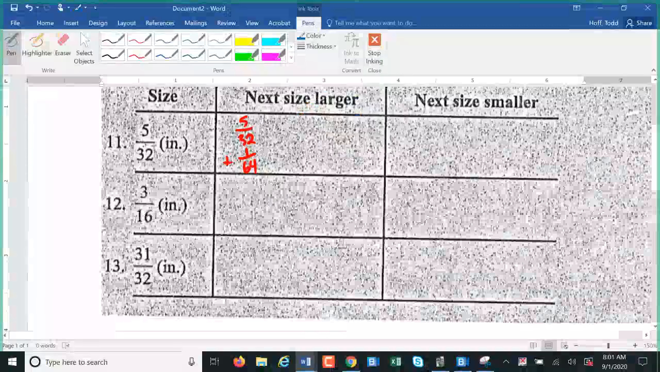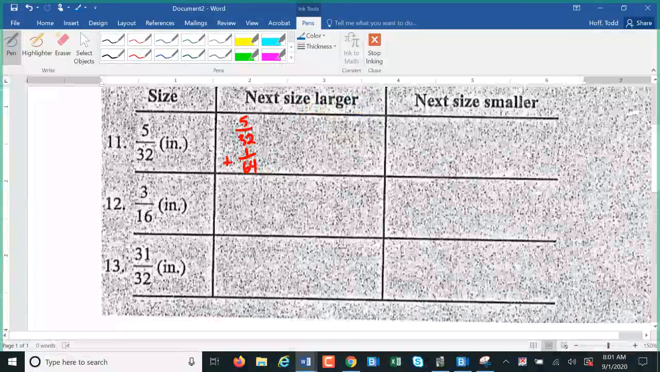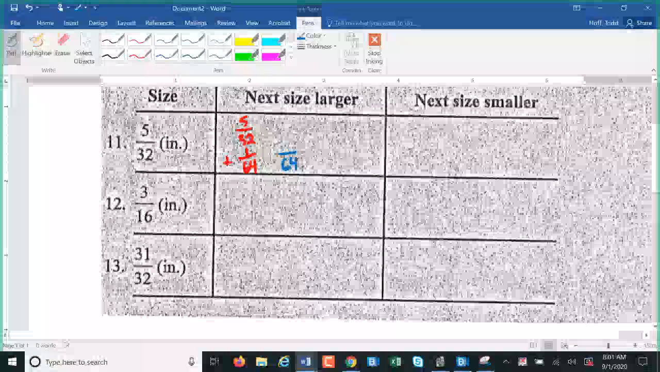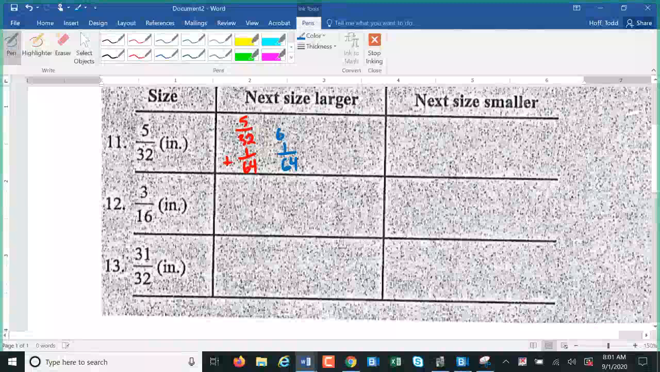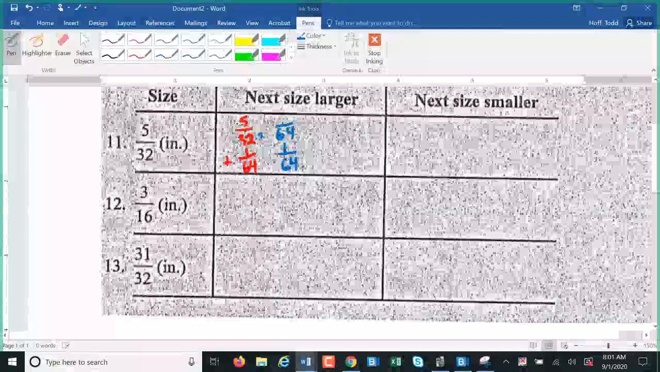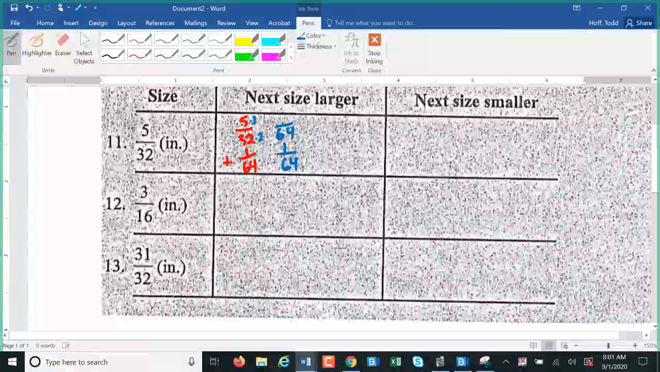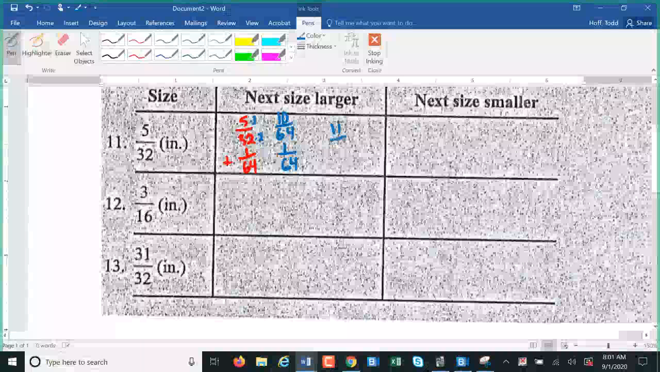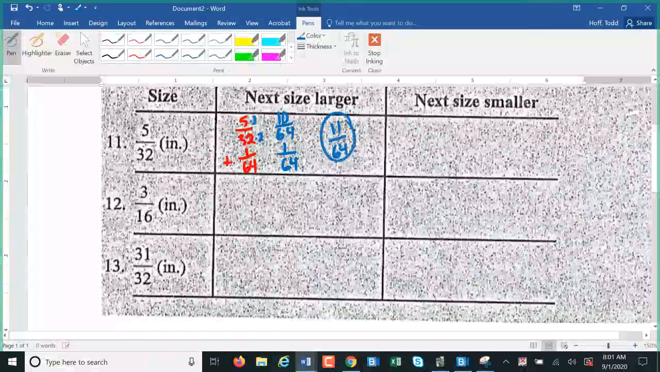Well, in order to add those, we have to have common denominators. That common denominator will be 64. 5/32, well, 32 times 2 makes 64. So 5 times 2 is 10. 10 plus 1 is 11. 11/64ths would be the next size larger.